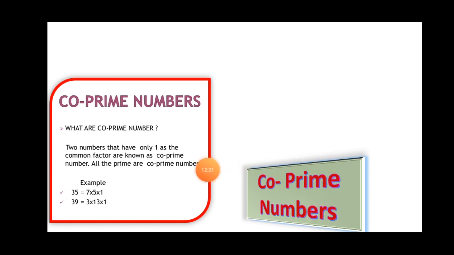Let's take one example here. We have taken the numbers 35 and 39. While getting the factors, you can see that 7, 5 and 1 are factors of 35. If I talk about the divisors of 39, they are 1, 3 and 13. So when we look for the common factor, you can clearly notice that only 1 is the common factor for these two given numbers. So here 35 and 39 are co-prime numbers.